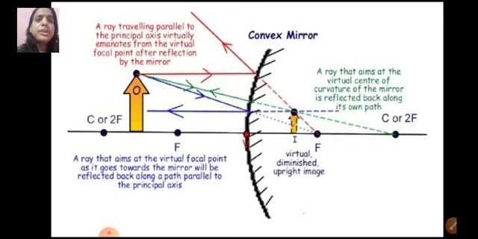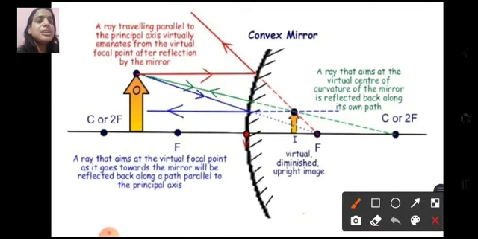What will happen? A ray traveling parallel to the principal axis virtually emanates from the virtual focal point after reflection by the mirror. A ray that aims at the virtual focal point as it goes towards the mirror will be reflected back along a path parallel to the principal axis. You can see that virtually the rays are meeting here. So an erect and diminished upright image of the object will be formed between the focus and the pole. In a convex mirror, always a virtual image is formed.